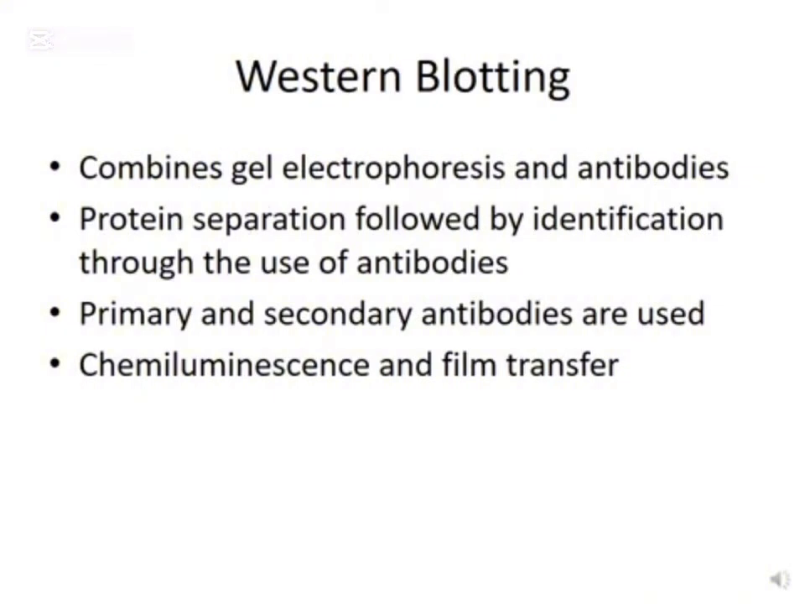In order to recognize what exact protein is present, we use a technique called Western blotting. Western blotting combines gel electrophoresis and the use of antibodies to recognize specific proteins present in our sample. So we separate proteins using 1D gel electrophoresis. Afterwards, we identify what exact protein we have using antibodies. Usually in Western blotting, primary and secondary antibodies are used, just as we explained a couple of slides ago, and we use a luminescent signal to identify what kind of interaction between the antibody and the protein has taken place.